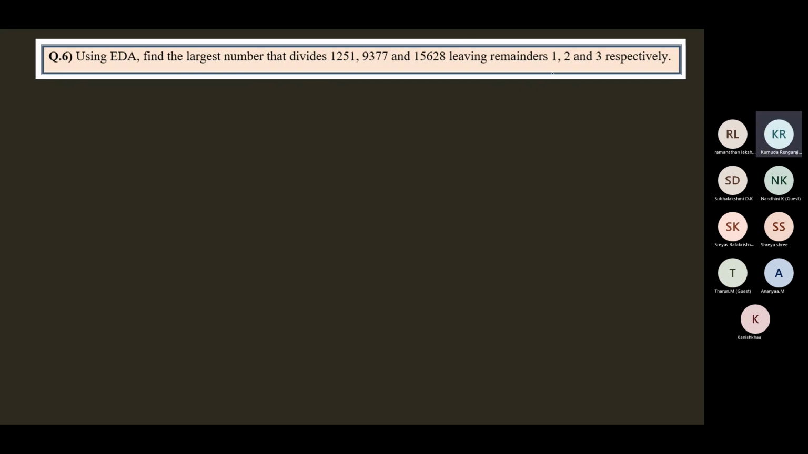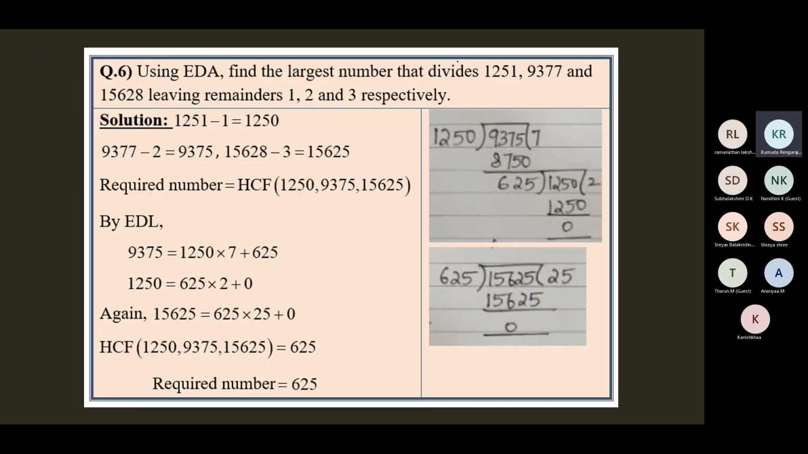Again, divides. 3 numbers and 3 different remainders. So you understand what to do. I'll wait for a minute, go through. EDA means Euclid's division algorithm. That is the division method, not the prime factorization method.